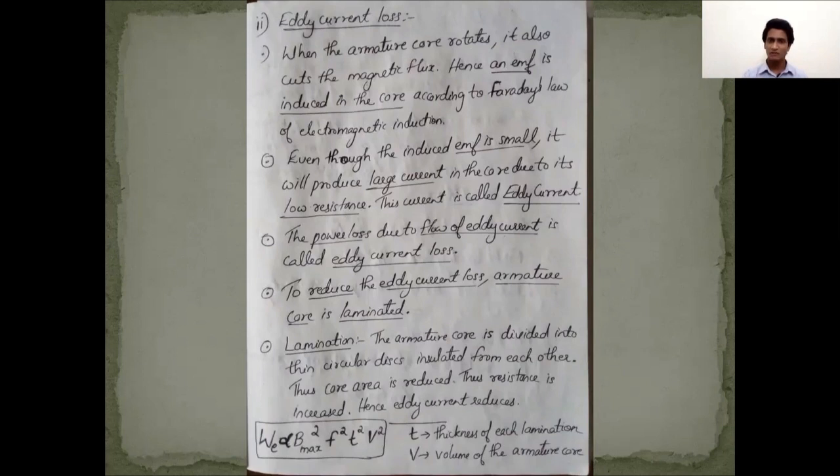Eddy current loss W is proportional to B max square, F square, T square, V, where B max is the maximum flux density, which is expressed in Tesla or Weber per meter square, F is the frequency in Hertz, T is the thickness of the lamination, and V is the volume of the core. Hope it is clear for you.